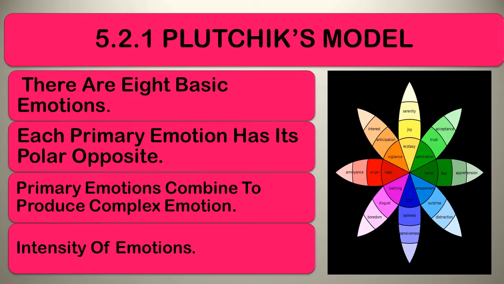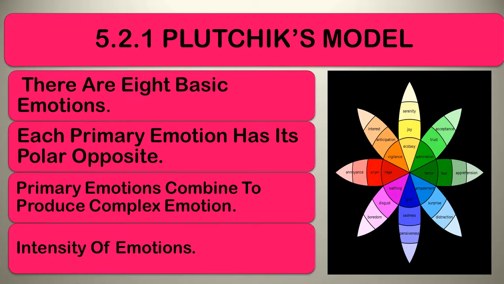5.2.1 Plutchik's model. It is represented by the wheel of emotion. He says that emotion evolves over a period of time. It has increased the chance of survival. In this model, he states that there are 8 basic emotions. These basic emotions are joy, trust, fear, surprise, sadness, anticipation, anger, and disgust.